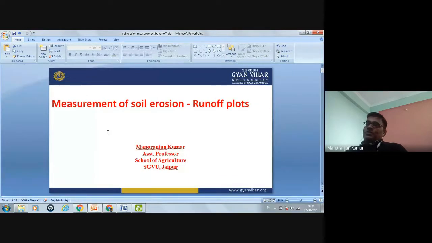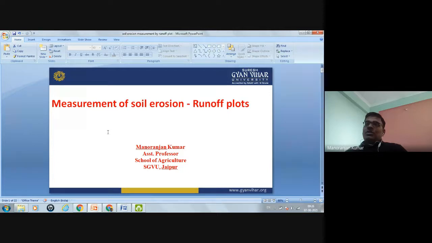There are two ways for the measurement of soil erosion. One is using a mathematical equation, where you can calculate the soil erosion. The second is using some device or instrument through which you can measure the soil erosion from any field, whether it is a small or a big field.